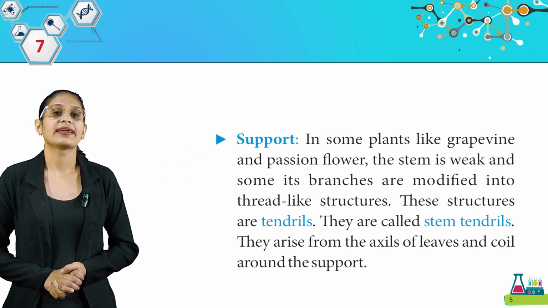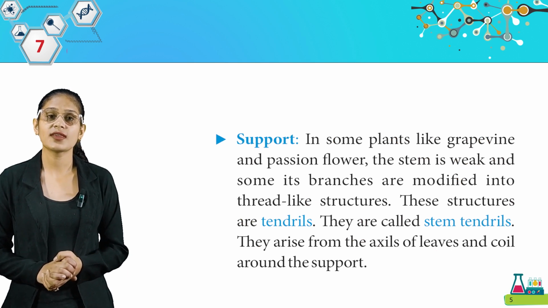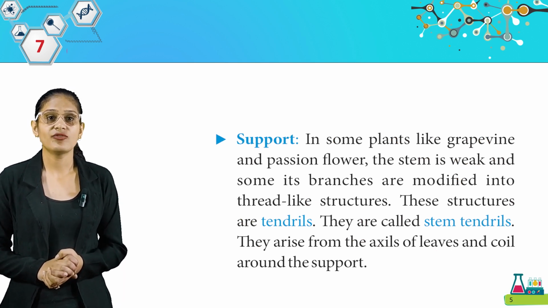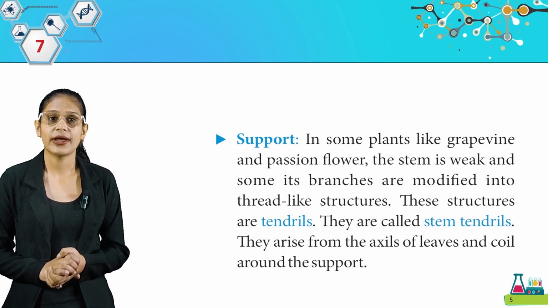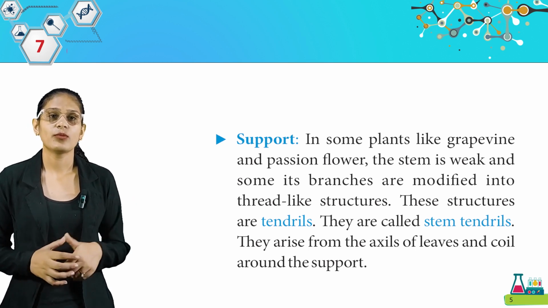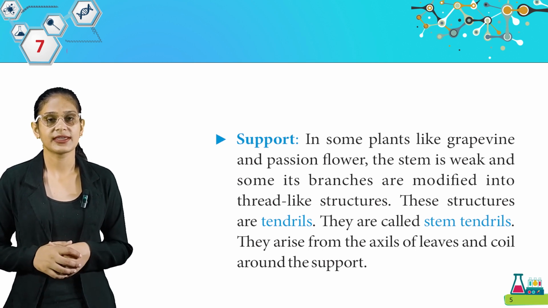In some plants like grapevine and passion flower, the stem is weak and some of its branches are modified into thread-like structures. These structures are tendrils. They are called stem tendrils. They arise from the axil of leaves and coil around the support. So students, कभी-कभी आपकी stem जो है tendrils की form में arise होती है और वो support लेने के लिए help करती है plants की.